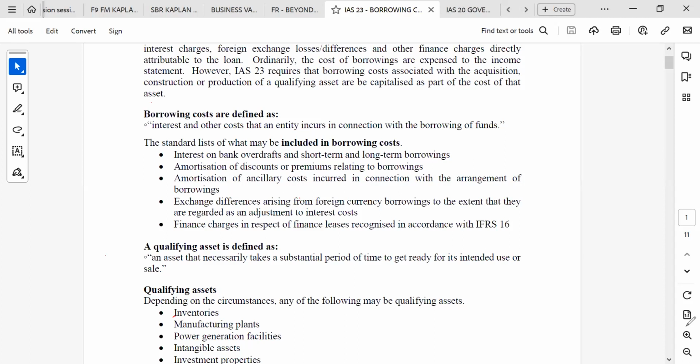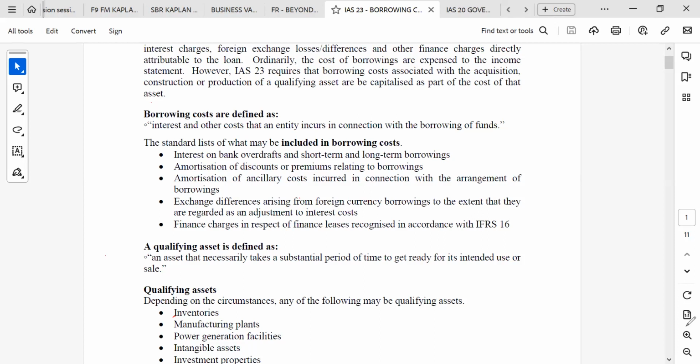If it's going to take maybe 6 months or 4 months, that is fine. But the capitalization of borrowing costs relating to a land depends on the purpose for the acquisition of the land. So if you acquire the land for immediate use, it means that the land can be put into use immediately. The borrowing cost cannot be capitalized because the land is already ready for use.